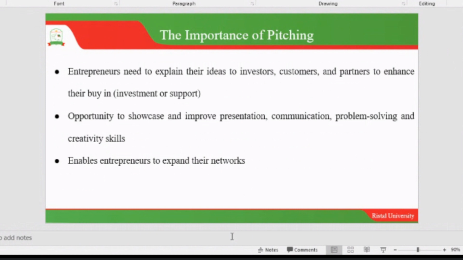Then we also realize that pitching enables entrepreneurs to expand their networks. From your audience, there could be potential investors in your product later, not at that time, and maybe that will be a very good source of network. It could be also a source of people who want to partner with you to give you more knowledge about how to improve your product or service. So it is an opportunity for you to build your network.